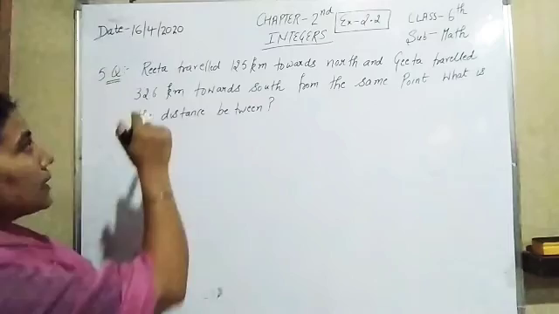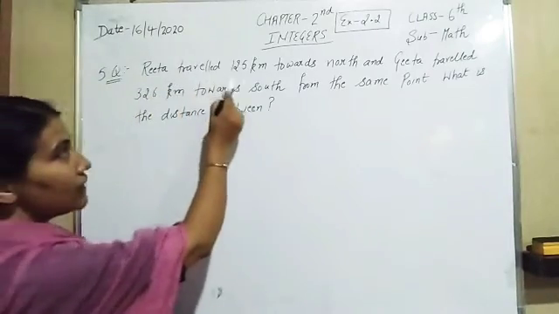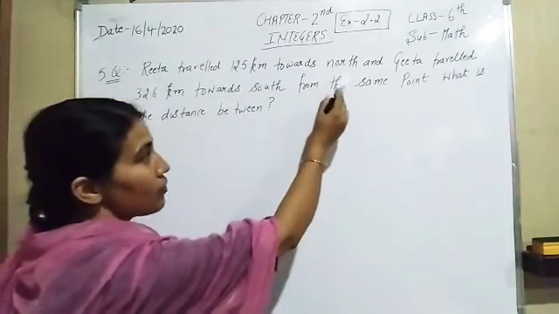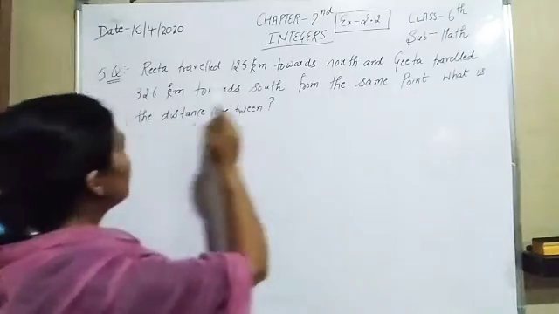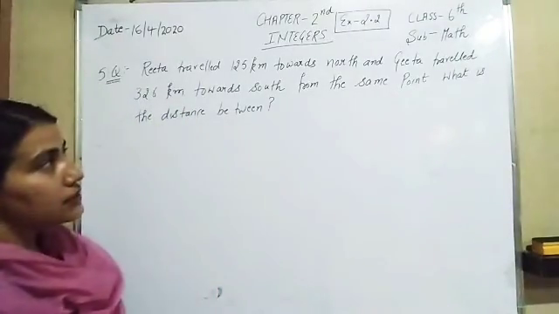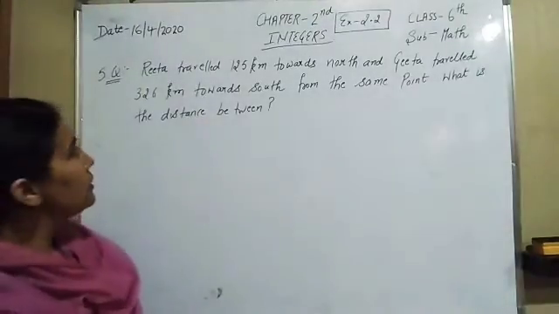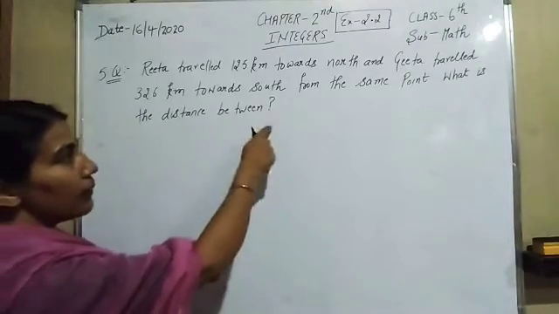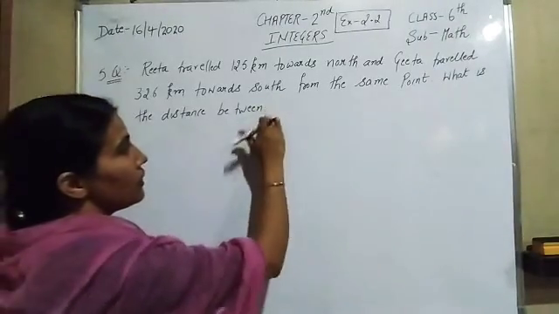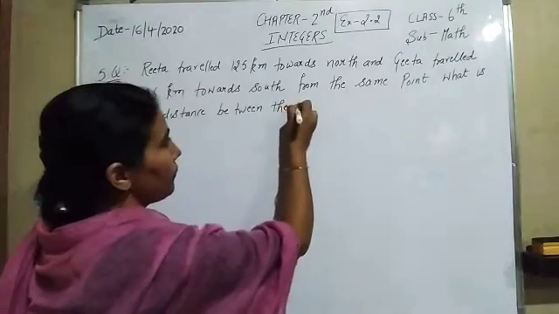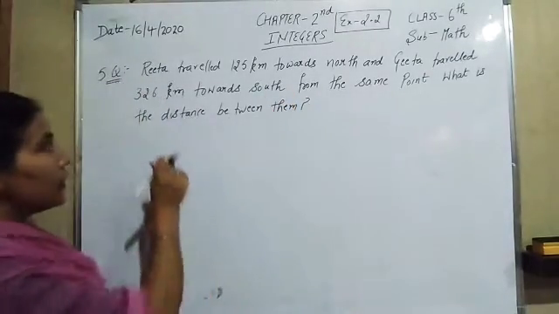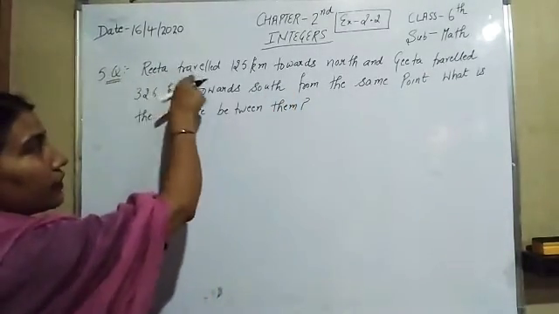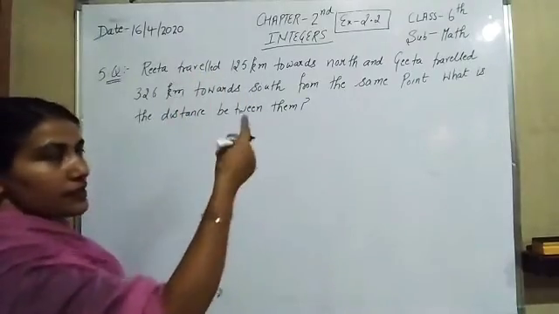Now the question is: Rita traveled 125 km towards north and Geeta traveled 326 km towards south from the same point. What is the distance between them? Now listen carefully. We are given that Rita traveled 125 km towards the north direction.